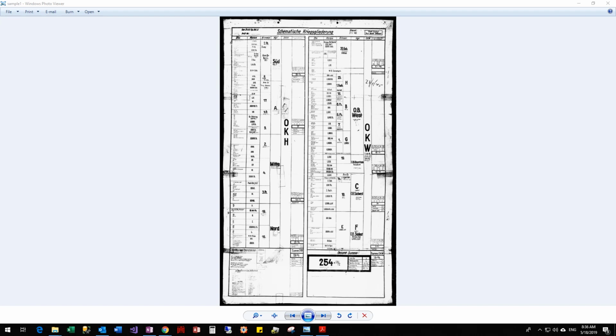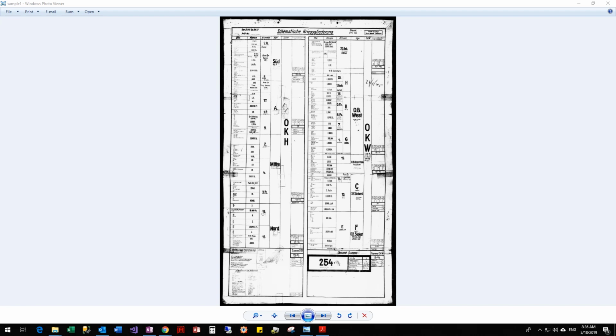This will be a quick tutorial on German Gliederung documents. These are the organizational charts and diagrams. We're going to start with this chart here, which is basically the largest overview. This is the German Army.